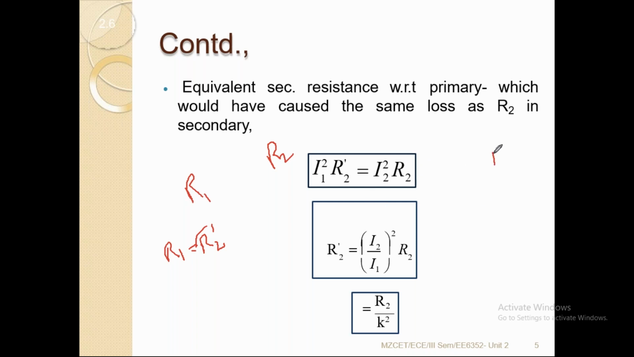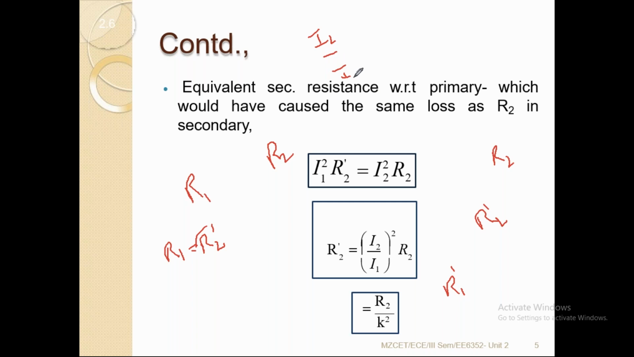Now when R2 is shifted to the primary, we can represent it as R2 dash. When R1 is shifted to the secondary, we can represent R1 dash. So these are the shifting parameters. Now from this R2 dash, you can represent that (I2 divided by I1) whole square into R. Now what is the transformation ratio for I2 by I1?